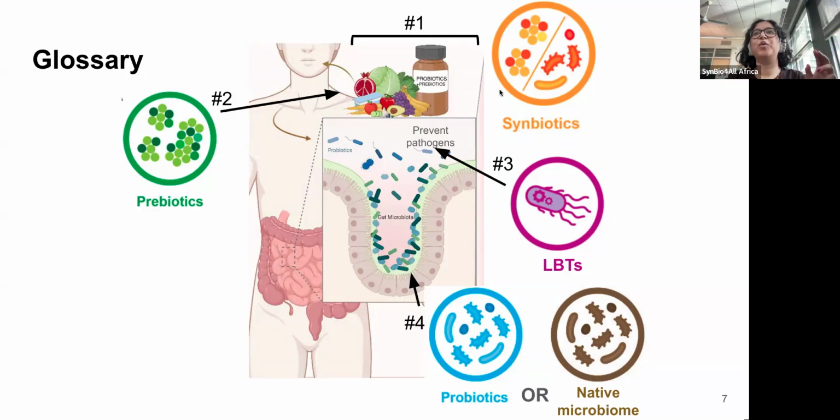So again, number one is synbiotics, where we're combining pre and probiotics. Number two is prebiotics because it's just the food. Number three is the living bacterial therapeutics because they're doing some function within the gut. And number four is the probiotics because they're in the gut and can also be the native microbiome. Cool. So hopefully that makes sense to everyone.